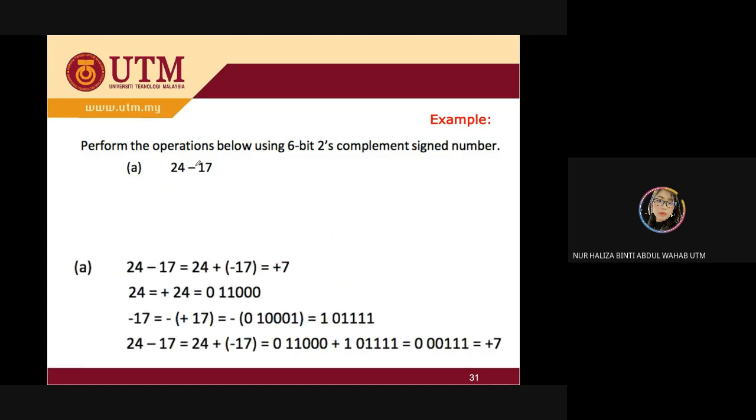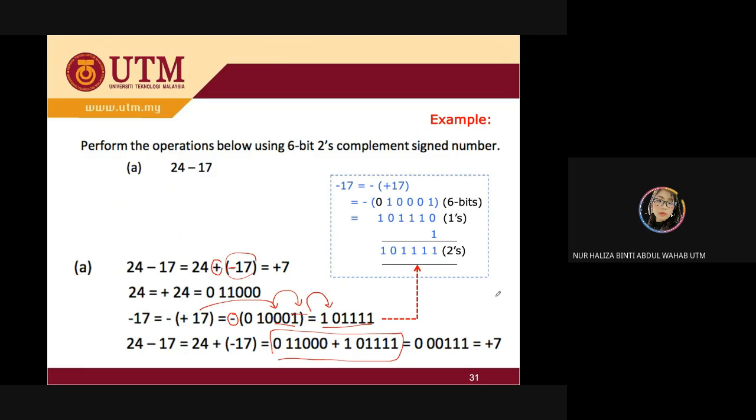So let's take a look. You can see you have positive in front here. You will do the negative 17. So negative 17, first you will get this as a 17. And then because this is negative, you apply the first complement first. And then your first complement, you will add with 1 to get the second complement. Then you direct add these two value. Then you get the correct answer.